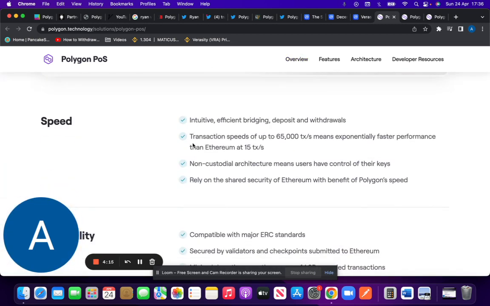So the main reason is transaction speed. Obviously, Ethereum has issues with transaction speed. Like, they have 15 transactions a second. With Polygon Proof of Stake, you can do 65,000 transactions at a fraction of the price.